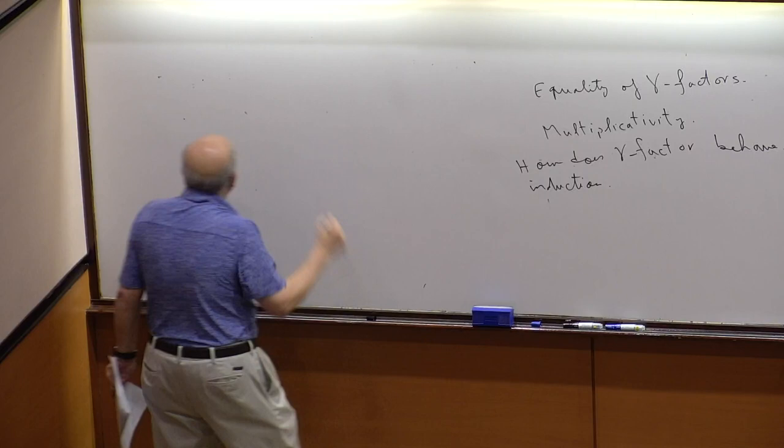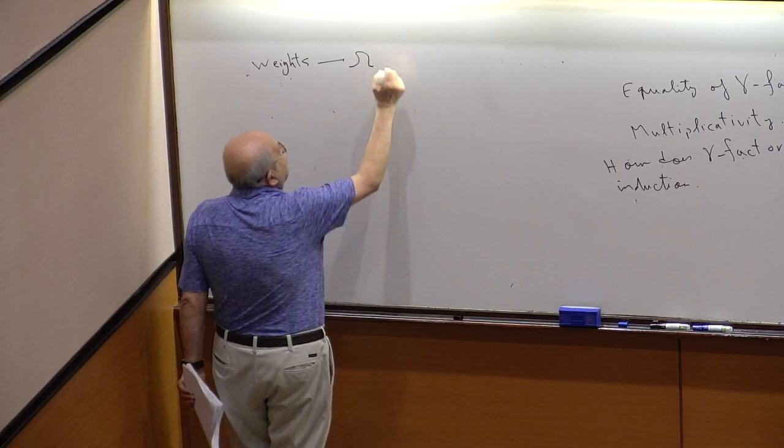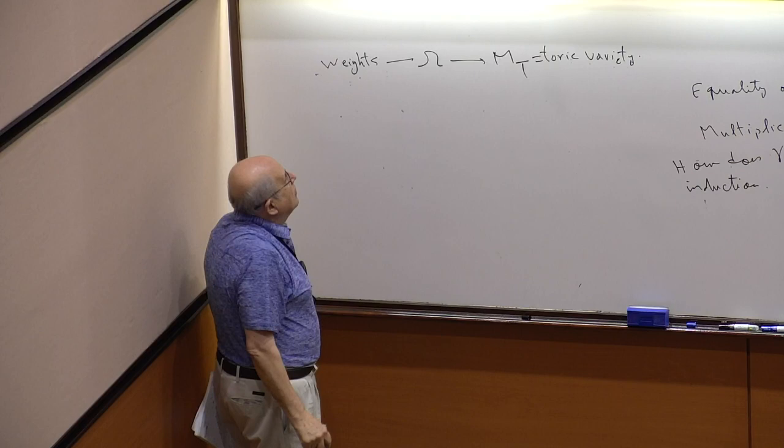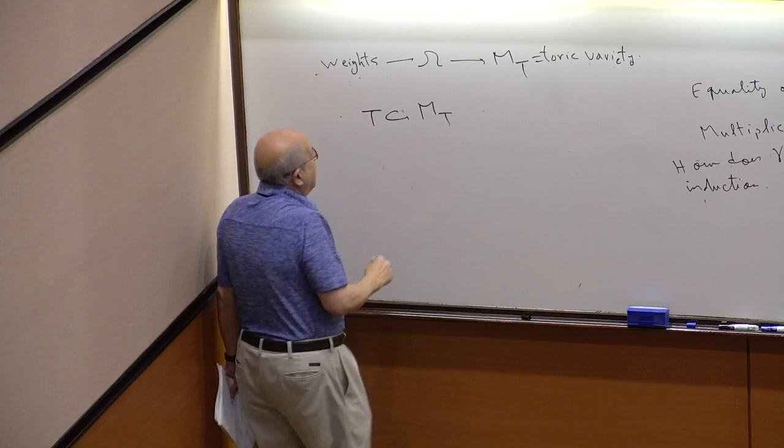So weights gave us this cone, and the cone gave us this toric variety. It's a good exercise to do it for the symmetric square. Let's see what this variety looks like. And then T will be embedded inside here. The characters of T, X of T.